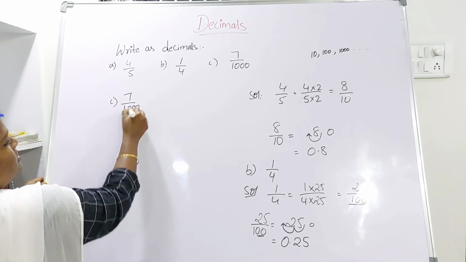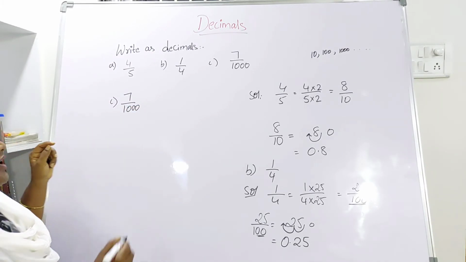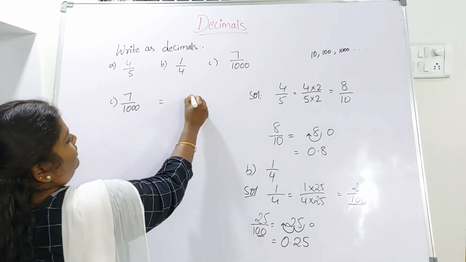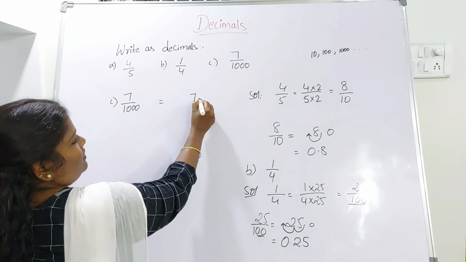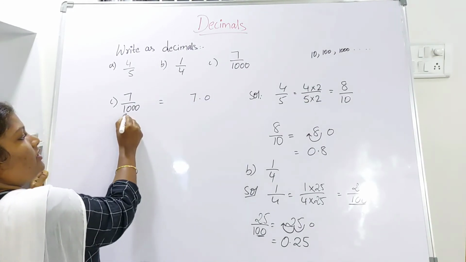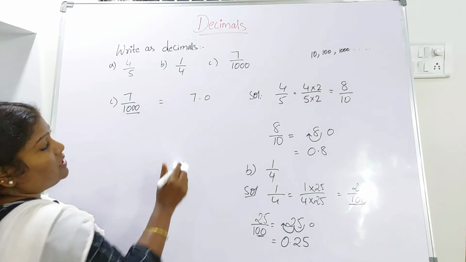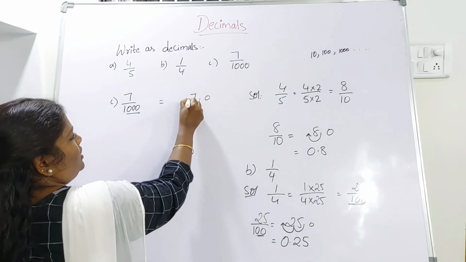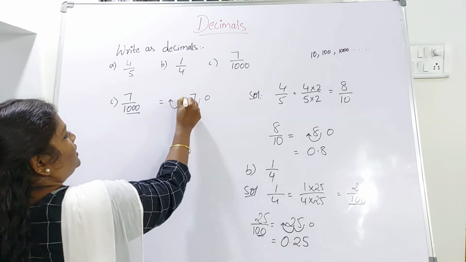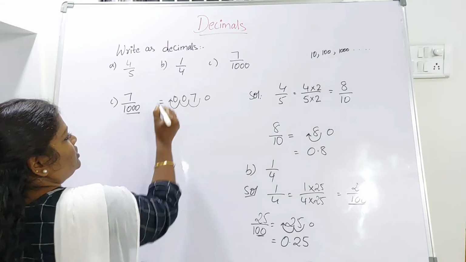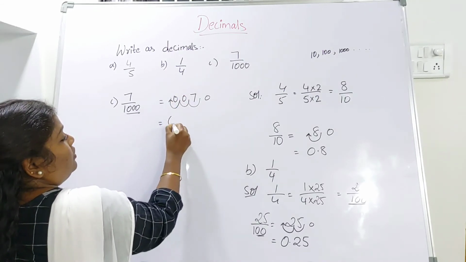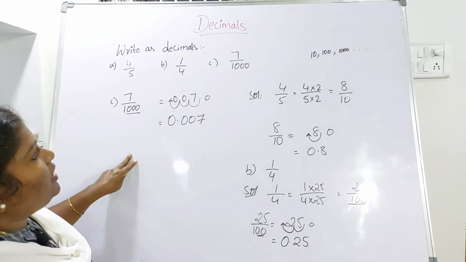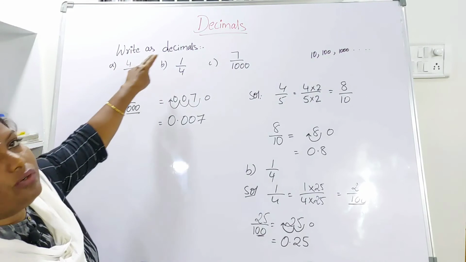So the next one is 7 by 1000. Now already it is a multiple of 10, so it will be very easy to convert. Write the number that is there in the numerator. So I have here 7. So 7 in the sense 7.0 and in the denominator you have 3 zeros. So the point will shift 3 places to the left. 1, 2 and 3. And these empty spaces are filled up with 0. Shifting the point, I got it as 0.007. Yes, hope you have understood how to convert a fraction into decimals.